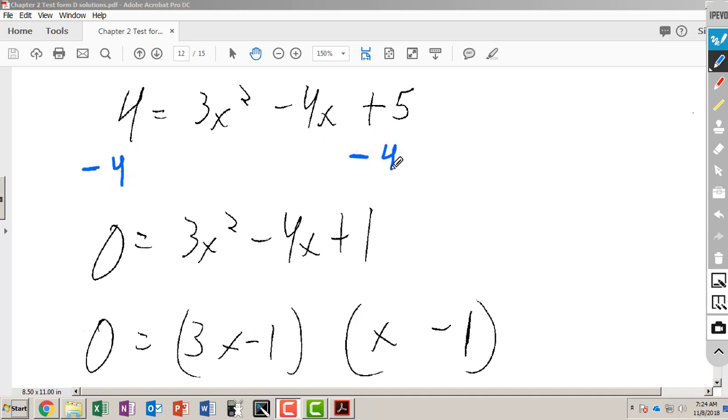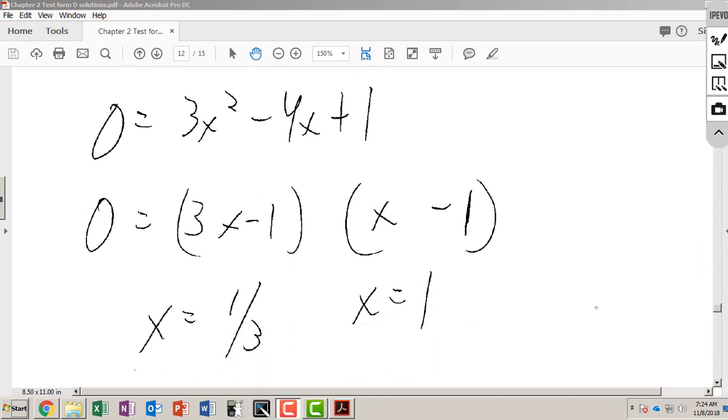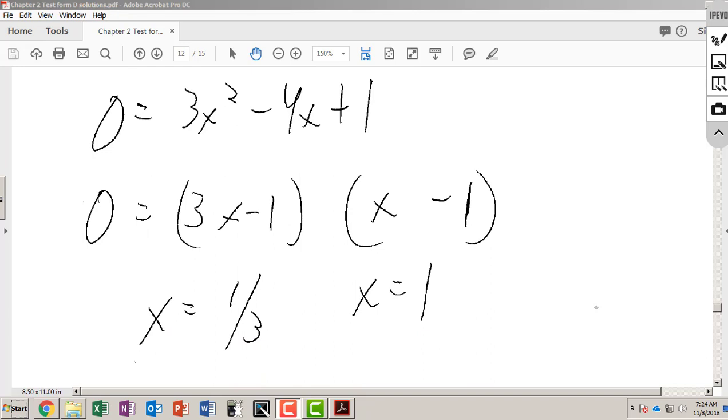When I subtract 4, I end up with the equation of 3x squared minus 4x plus 1. Now that I've subtracted my 4 from both sides, I have my equation 0 equals 3x squared minus 4x plus 1. I just need to go ahead and factor this equation.